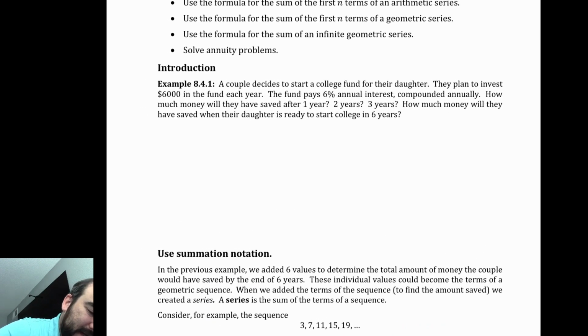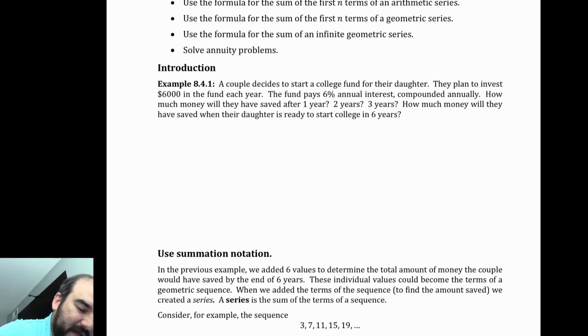So a couple decides to start a college fund. Well, I just went back to the beginning of chapter 8.4 so we can answer this question. Decides to start a college fund for their daughter. They plan to invest $6,000 in the fund each year. So actually putting in $6,000 every year. The fund pays 6% annual interest, compounded annually.